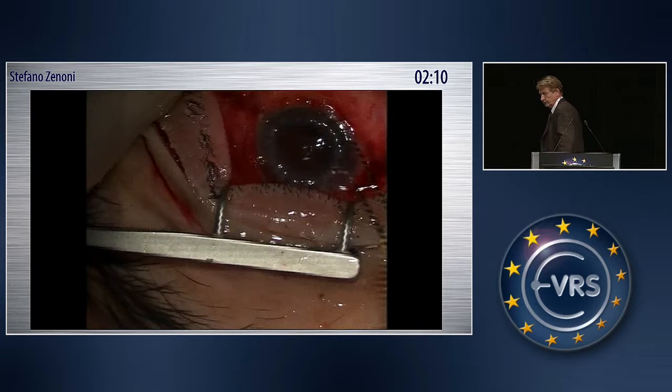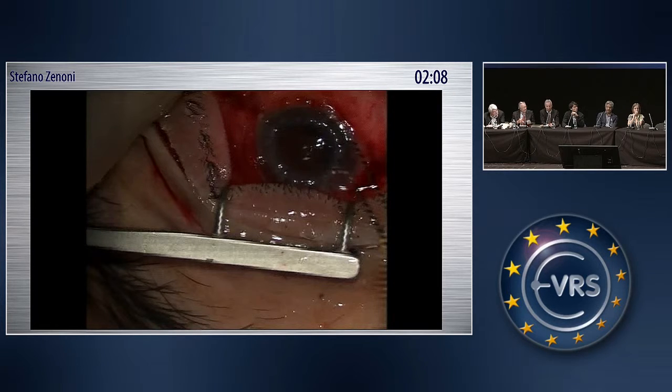May I ask you something? Why did you choose to do the Landers lens before the sclerotomies? Why didn't you put in the cornea with a perfluoro inside and then do the exchange? It would be easier, I think.